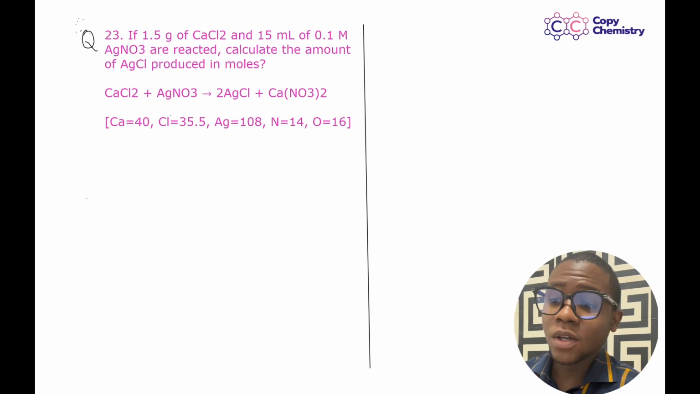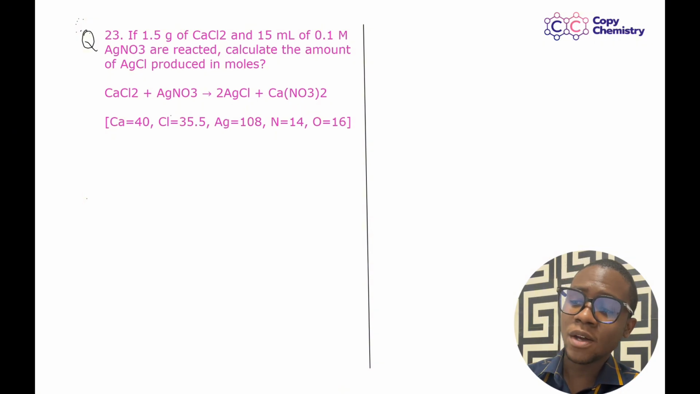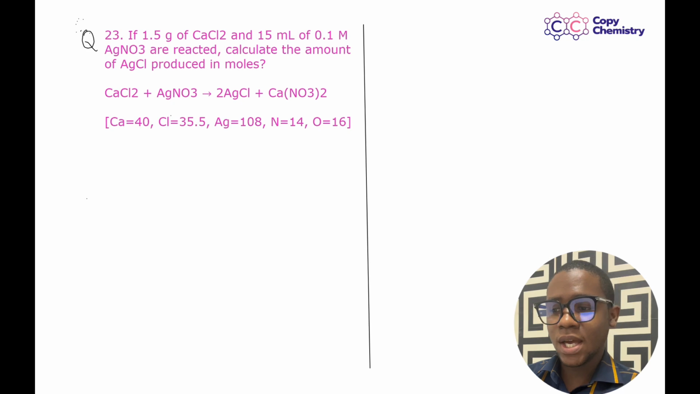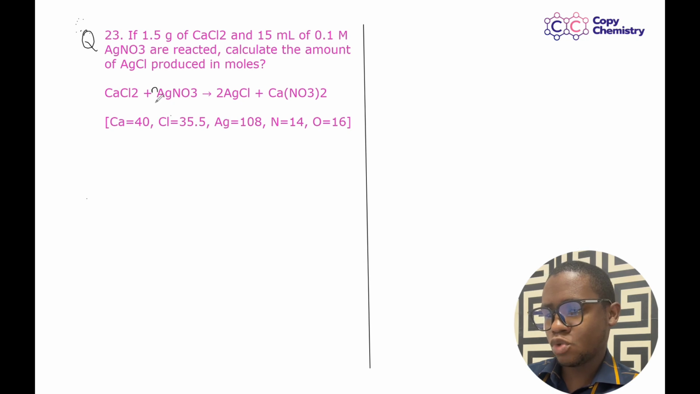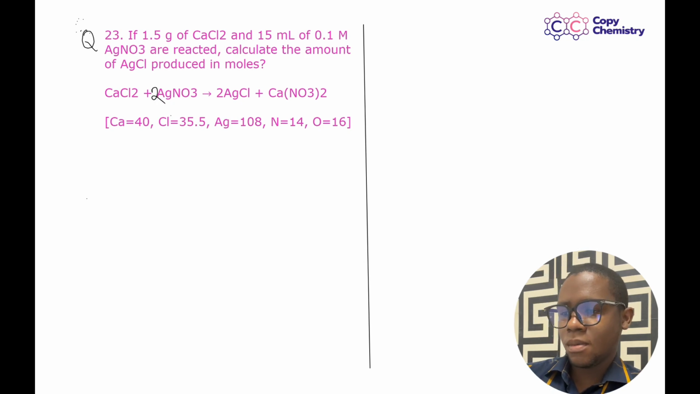This time around, we're asked to calculate the amount of silver chloride that will be produced in moles. To do that, we need to use the limiting reagent. So we have to find out which of the CaCl2 or the AgNO3 is our limiting reagent. From question 22, we've seen that it is actually AgNO3. For you to do that, your equation must be balanced. Don't get tricked here. You have to put a 2 here before you even start anything.